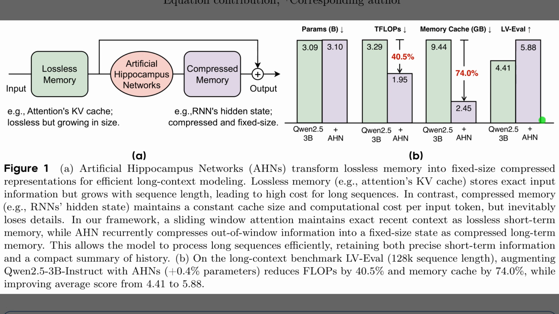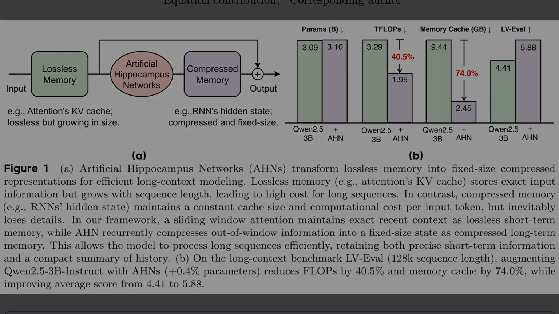Figure 1 presents the core idea and a headline result. Panel A depicts a sliding window that keeps lossless short-term memory, while an artificial hippocampus network compresses tokens that fall outside into a fixed long-term state, which then combines with the window output. Panel B reports the payoff. For QN 2.5 3B, FLOPs drop by about 41%, memory cache shrinks by 74%, and LV-Eval rises from 4.41 to 5.88, with only a tiny parameter increase.